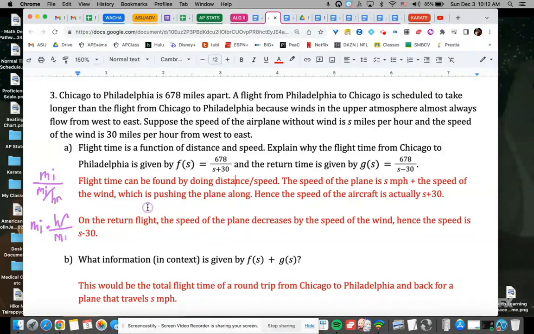So when I take this 678, which is a distance, and you divide by the speed, right? Any kind of distance divided by speed will give you time. I think most people know that, right? If you take your speed and you multiply by time, you'll get distance. Physics kind of uses that formula, right?